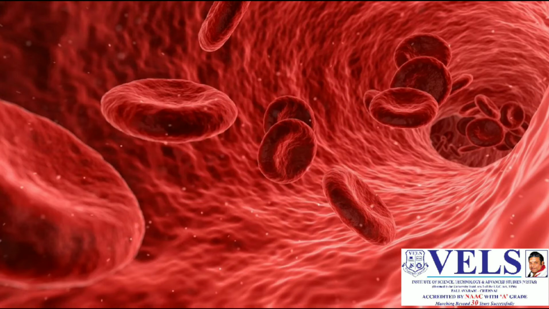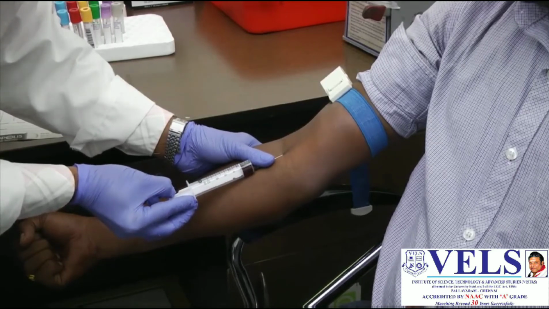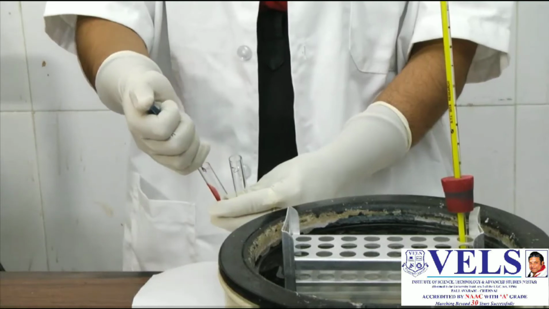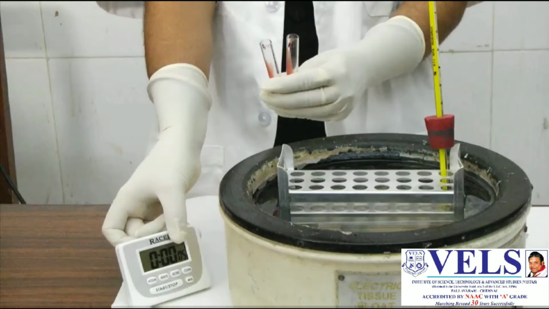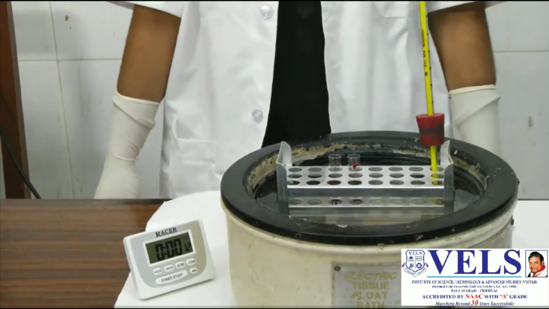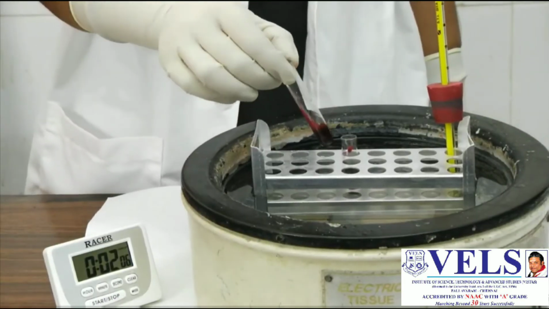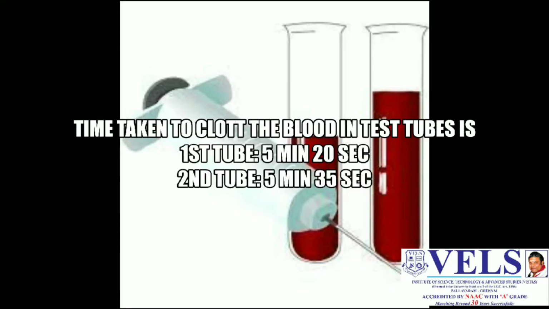Lee-White method. In this method, about 3 ml of blood is collected from a vein puncture through a syringe and dropped into 2 test tubes, which are kept in a water bath maintained at 37 degrees. Every 30 seconds, tilt the test tube and check for a clot. Time taken to clot the blood in the first tube is 5 minutes 20 seconds. The second tube is 5 minutes 35 seconds.